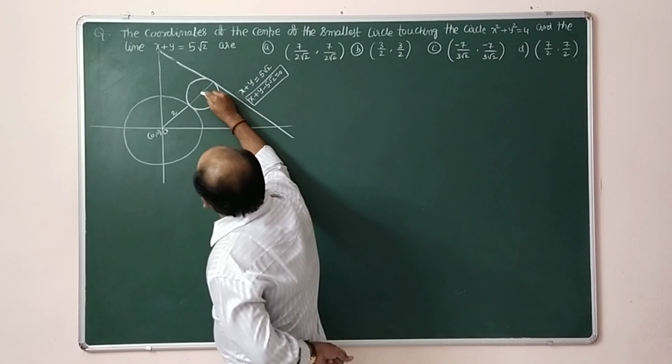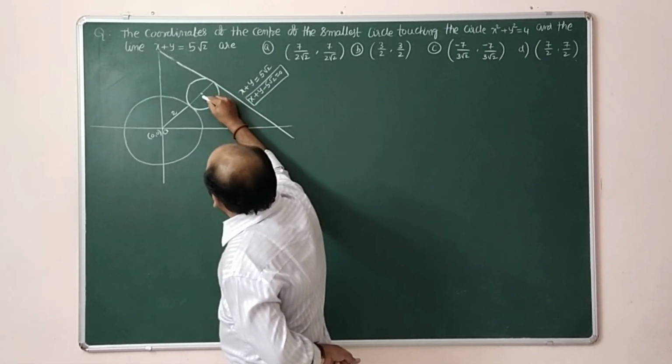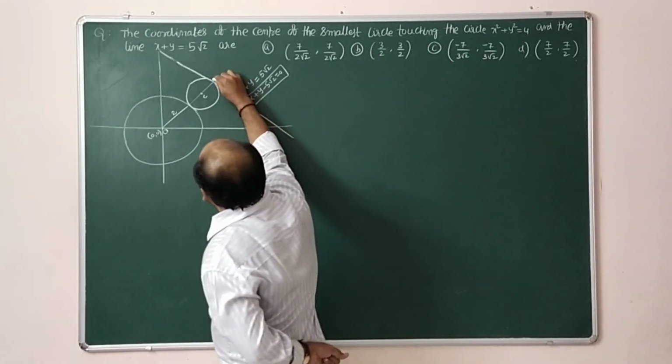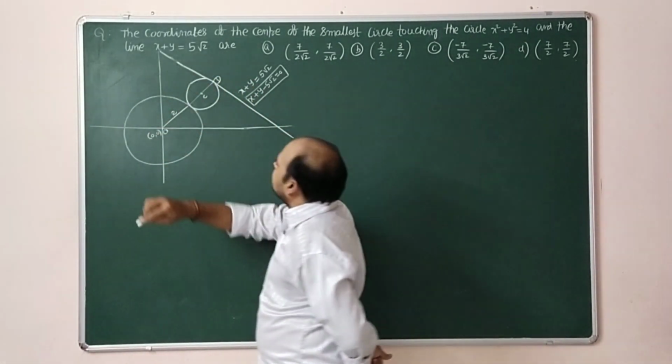We don't know the coordinates of the centers. Here, see, you can take it: center of this circle, this point I am taking as D. Here, this circle touches at this point.